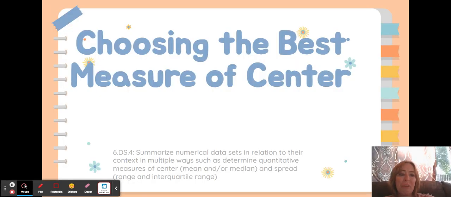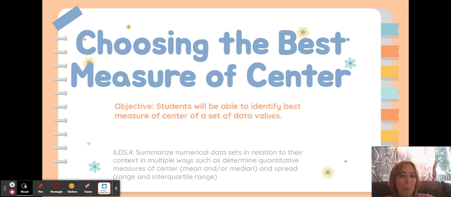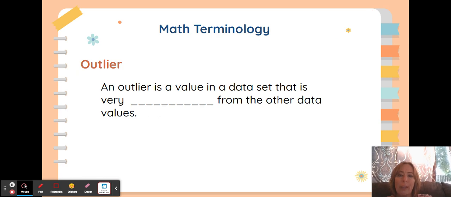Hello, this is Mrs. Oakley, and today we're going to look at Unit 1, Lesson 4, Choosing the Best Measure of Center. Now remember, measures of center are the mean, median, mode, and the range. Let's look at a math terminology that we're going to need in this lesson.